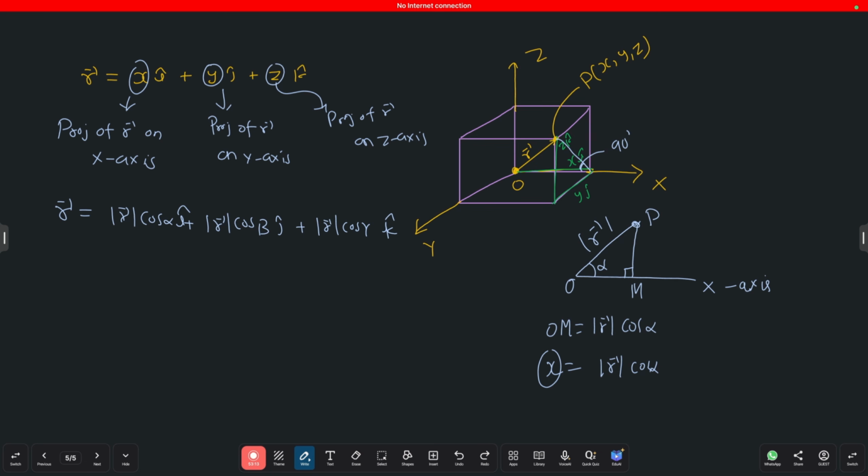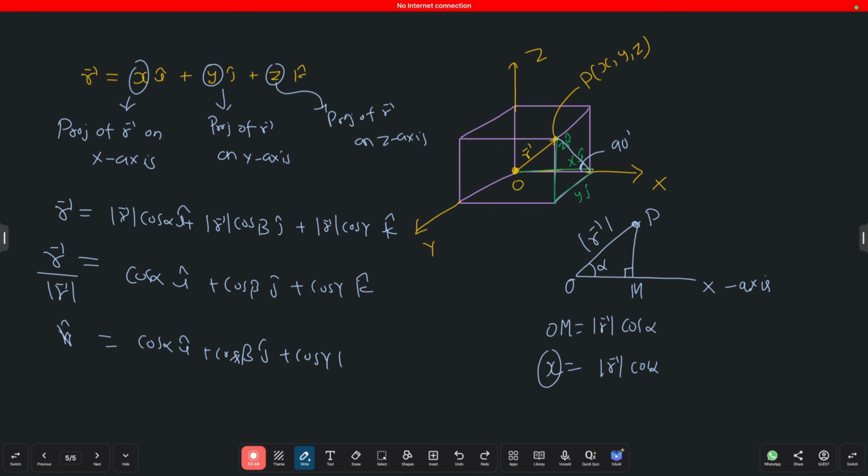Can you see mod r is common? So it is r vector equals mod r times (cos alpha i cap plus cos beta j cap plus cos gamma k cap). Now any vector divided by its mod is a unit vector, so it is r cap. R cap means cos alpha i plus cos beta j plus cos gamma k.